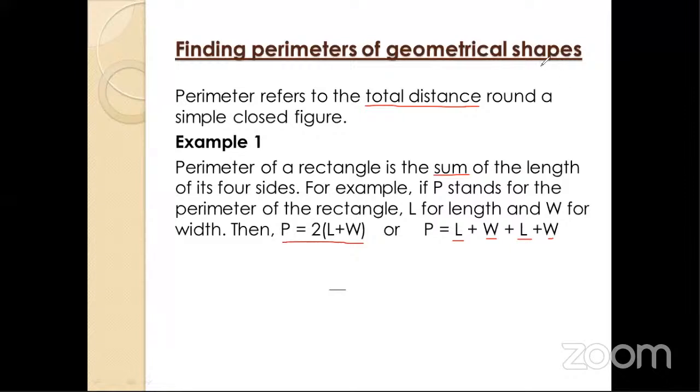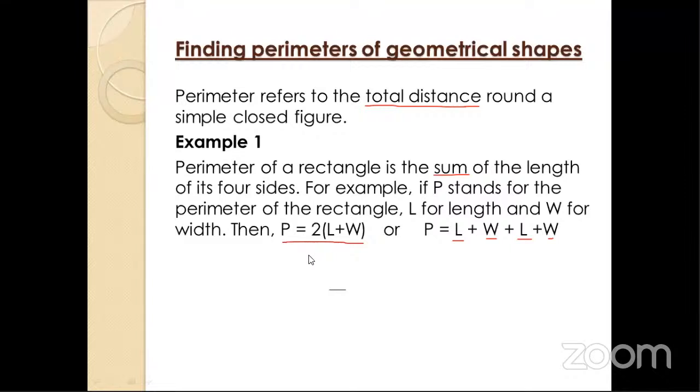Now, somebody was asking me, teacher, can't I say round? Yes, commonly teachers always tell us that perimeter is the distance around. But you can use the word round the figure. Perimeter refers to the total distance round a simple closed figure, or around, because most of our teachers tell us around. But you can say perimeter is the total distance round a simple closed figure.